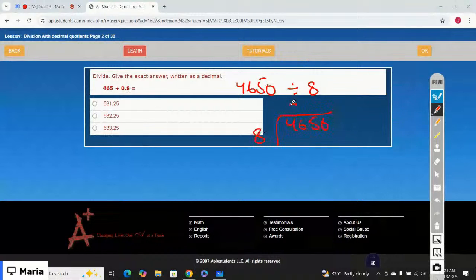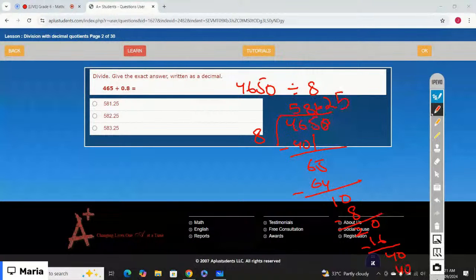You can go for 8 times 5 is 40. 46, take away 40 is 6, and bring the next down. You can go for 8 times 8 is 64. 65, take away 64 is 1, and bring the 0 down. So you can go for 8 times 1 is 8. You have to put a decimal point over here and 0 over here. You can go for 8 times 2 is 16. So 20 minus 16 is 4. You already have a decimal, just add a 0. You can go for 8 times 5 is 40.